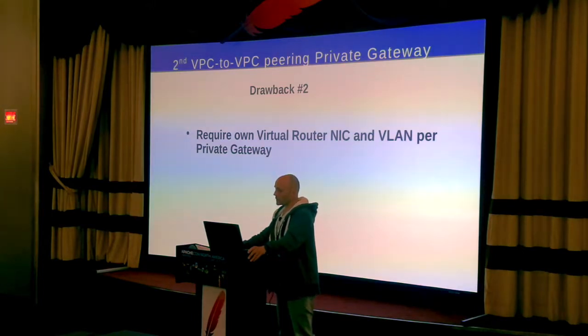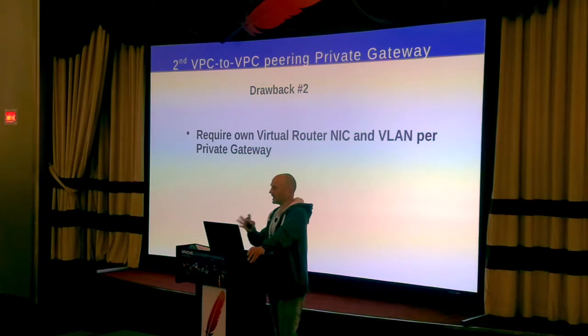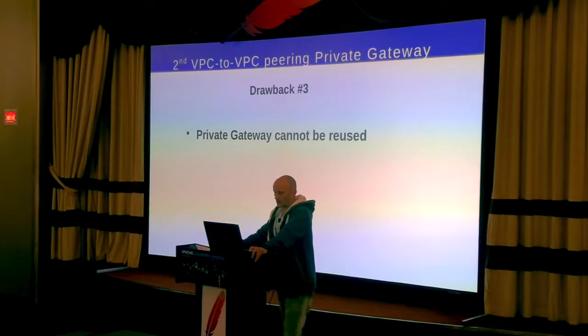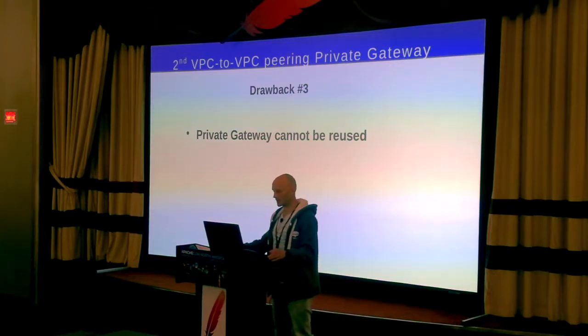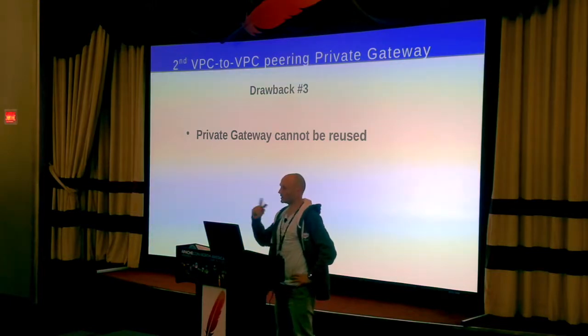The thing is that the admin must now make sure that he hasn't used another VLAN that's already used in the DC, because CloudStack doesn't allow you to use it anywhere else twice. The third drawback is that since CloudStack requires this private gateway to have its own NIC and VLAN allocation, you can't reuse the private gateway. So you can't say, I want to peer to more than one, but I want to use the same interface.